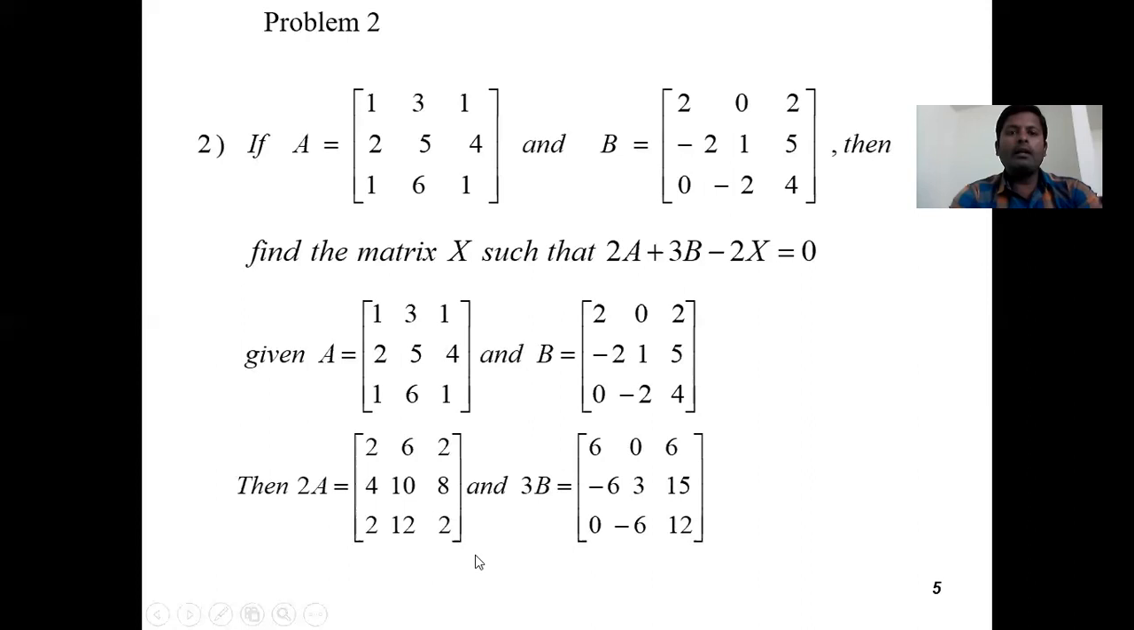And again we find the value of 3B. How can we find 3B? We know the B value is [2, 0, 2; -2, 1, 5; 0, -2, 4]. 3 into 2 is 6, 3 into 0 is 0, 3 into 2 is 6, 3 into minus 2 is minus 6, 3 into 1 is 3, 3 into 5 is 15, 3 into 0 is 0, 3 into minus 2 is minus 6, 3 into 4 is 12.